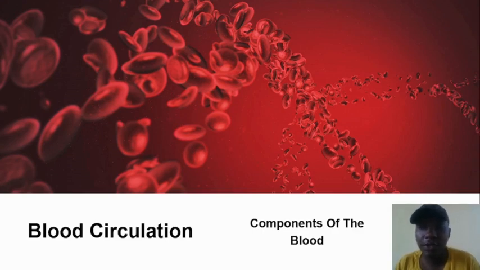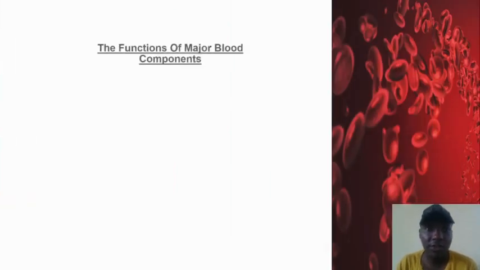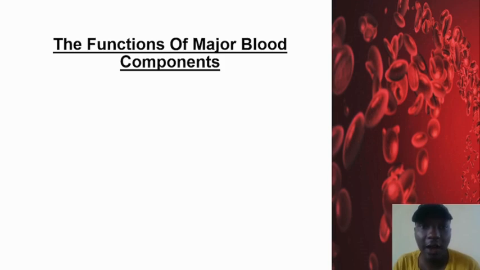Our chapter is blood circulation, or we can just say the transportation of materials in living things. So we are discussing the components of the blood. In our previous session, we saw these major components of the blood. In this session, we'll dive into more of these components, specifically talking about the functions of the major blood components. We'll start with some of the blood components, and you'll see their various functions.